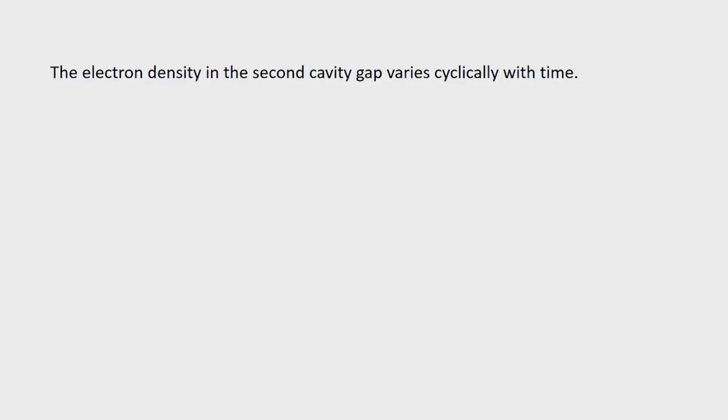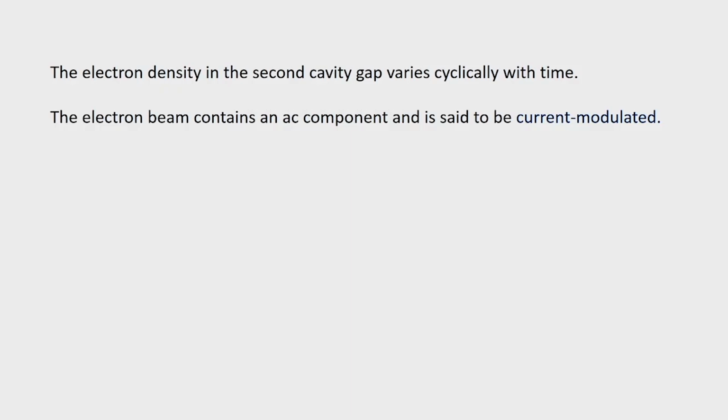the density of electrons will be lower, and the electron density in the second cavity gap varies cyclically with time. Therefore, the electron beam that passes through the catcher cavity, the second cavity, contains an AC component and is said to be current modulated.